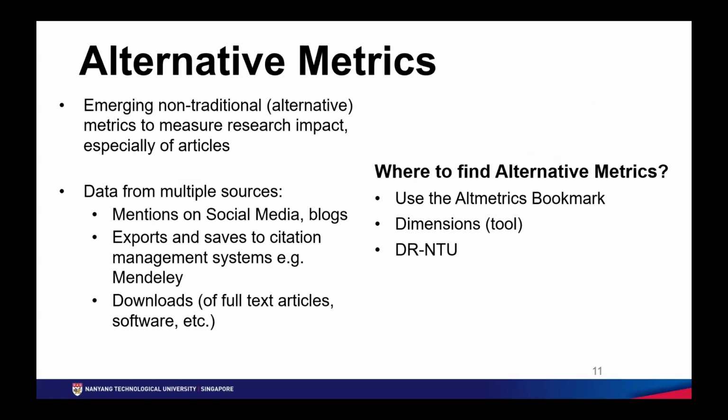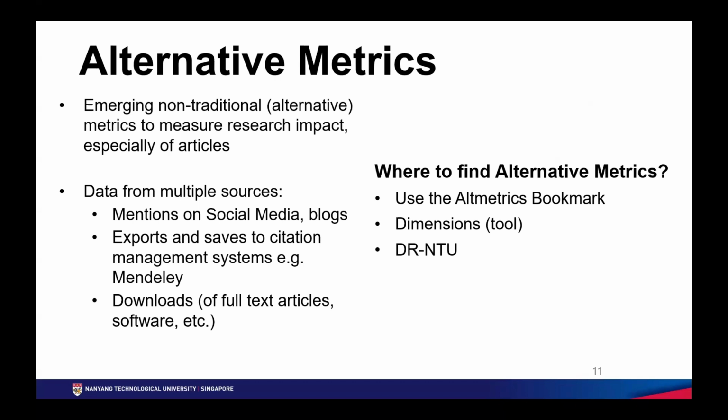Besides traditional metrics, there is also an alternative way to calculate research impact, especially of articles. These alternative metrics use non-traditional methods to calculate impact, such as looking at mentions on social media or blogs, or how many times an article has been exported or saved to citation management systems, how many times an article has been viewed or downloaded from particular databases as well.